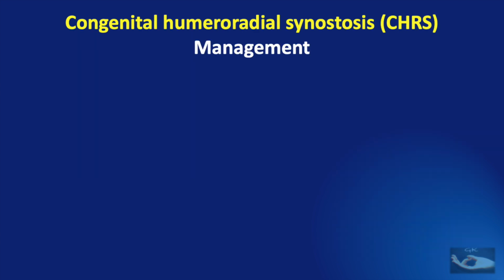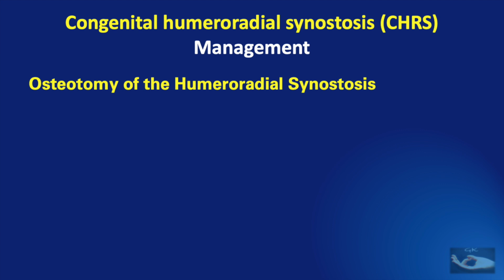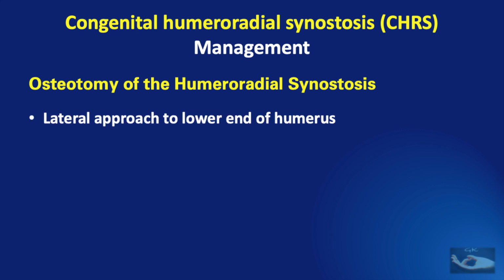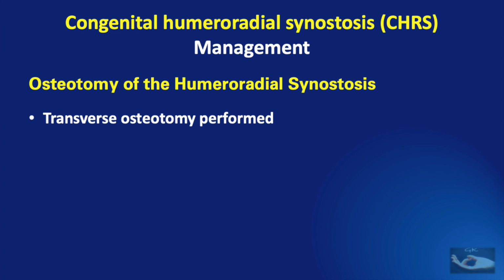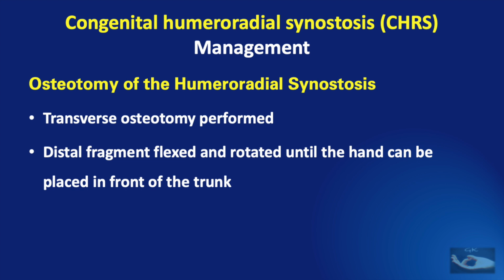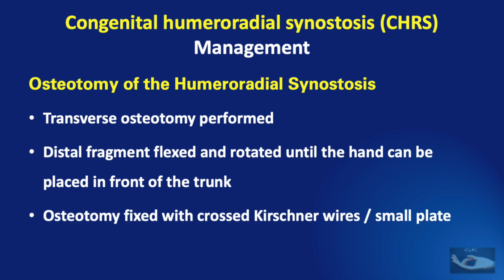The management of this condition is osteotomy of the humeroradial synostosis. This is done by a lateral approach to the lower end of the humerus, and we need to protect the brachial artery and radial nerve in the process. Alignment of the humerus is marked by electrocautery or by inserting parallel K-wires above and below the planned osteotomy site. A transverse osteotomy is performed at the lower end of the humerus. The distal end is flexed and rotated until the hand can be placed in front of the trunk, and the osteotomy is fixed with crossed K-wires or a small plate and screws.